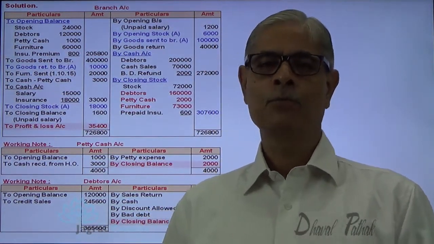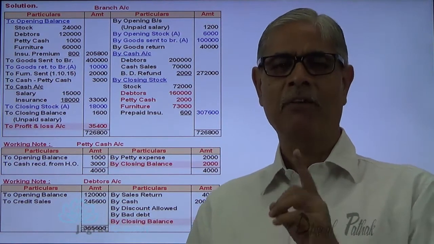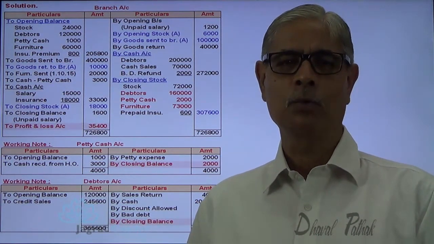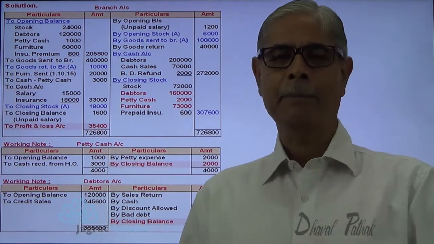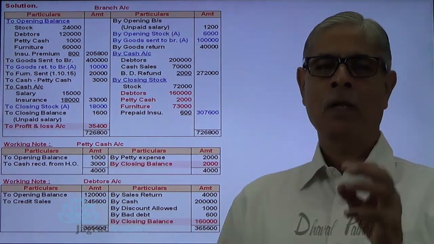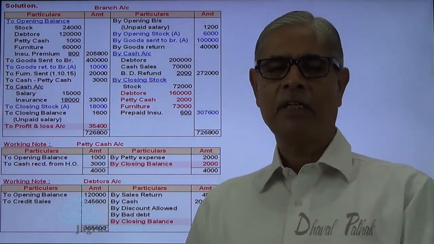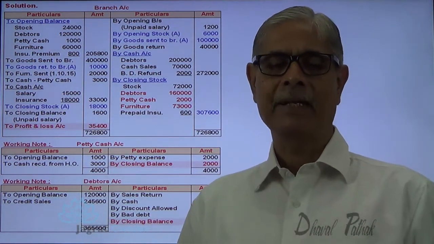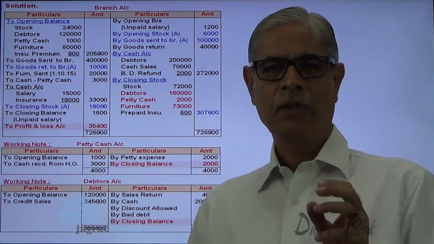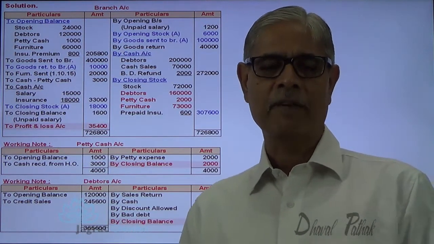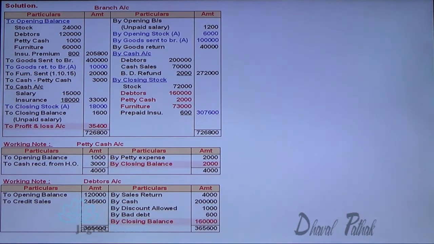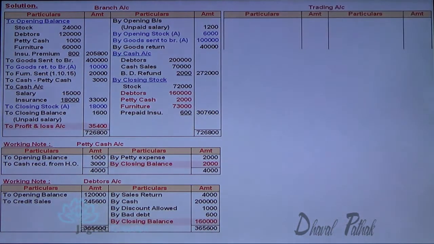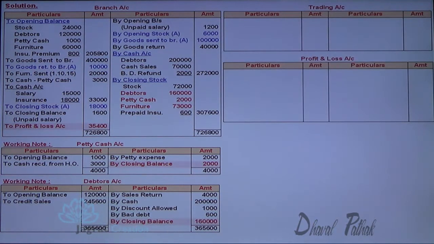Now the question is, will we get the same profit if we prepare trading and profit and loss account? See, this is the profit that we have found out by preparing branch account, 35,400. Will our profit be the same from the given details if we prepare trading and profit and loss account? Will the profit be the same? The answer to the question is yes. Let me prepare a trading and profit and loss account in a working note. Memorandum trading and profit and loss account is prepared. So this is the trading and profit and loss account that I prepared.